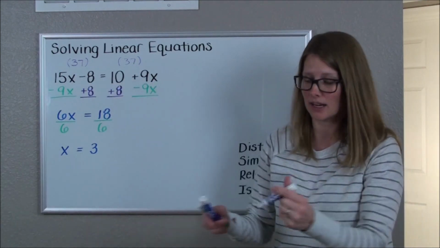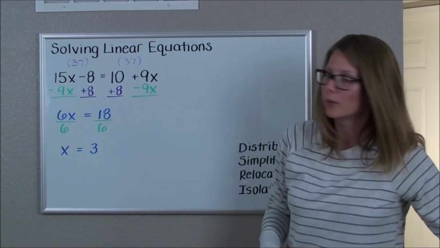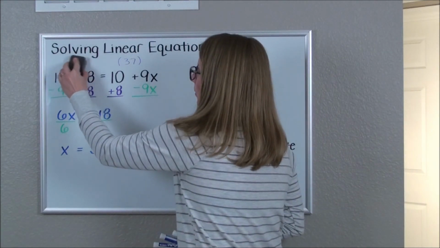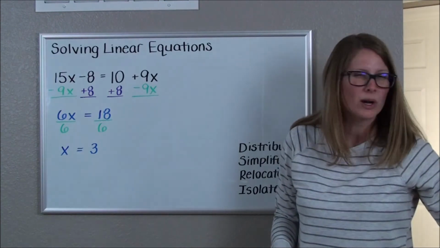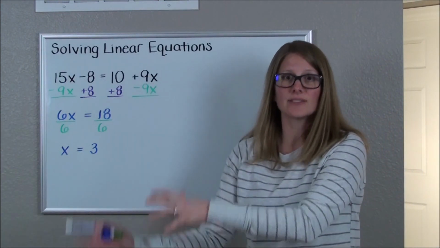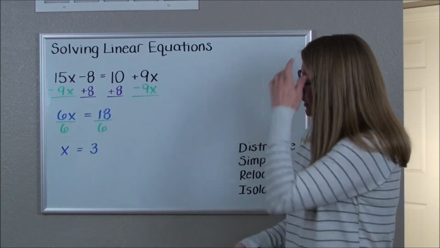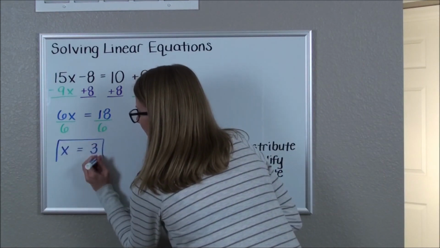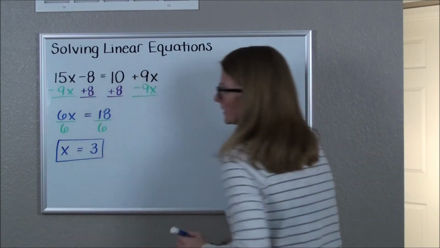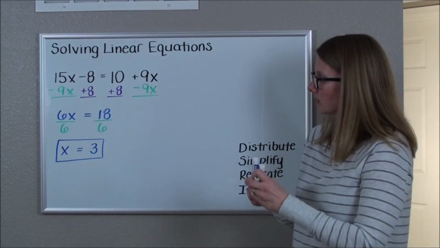If I plugged anything else in for x, it wouldn't be true. It would come out to be a false statement. So what we're doing when we're solving equations is we're trying to find the truth. We're trying to find what x needs to be to make the left and the right equal to each other. So here's our solution. We can go ahead and box it. X does equal 3.